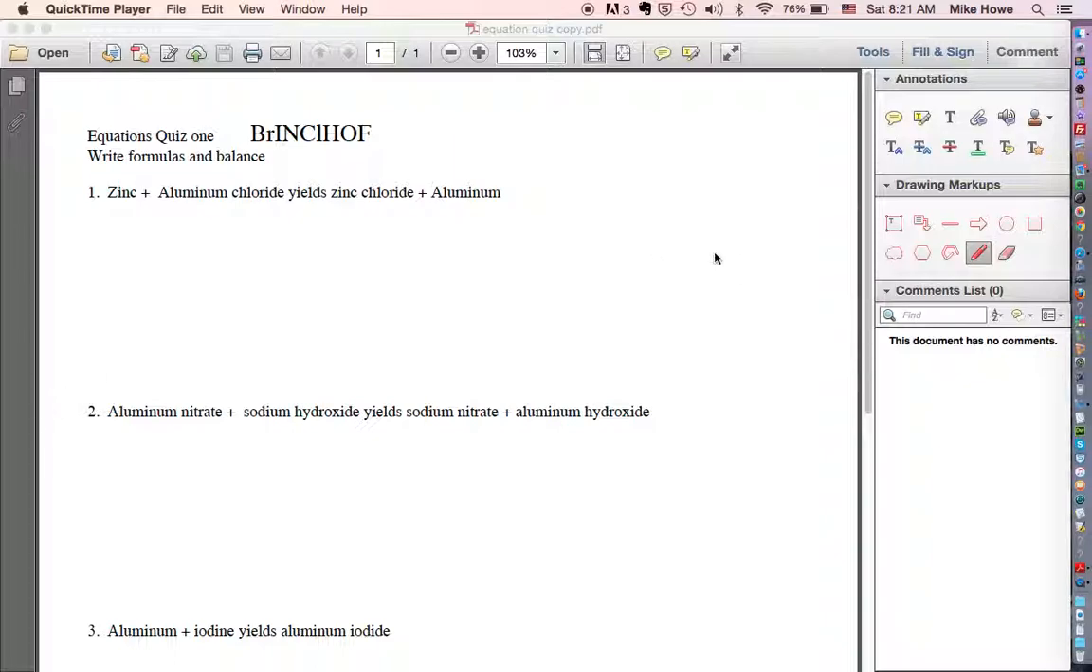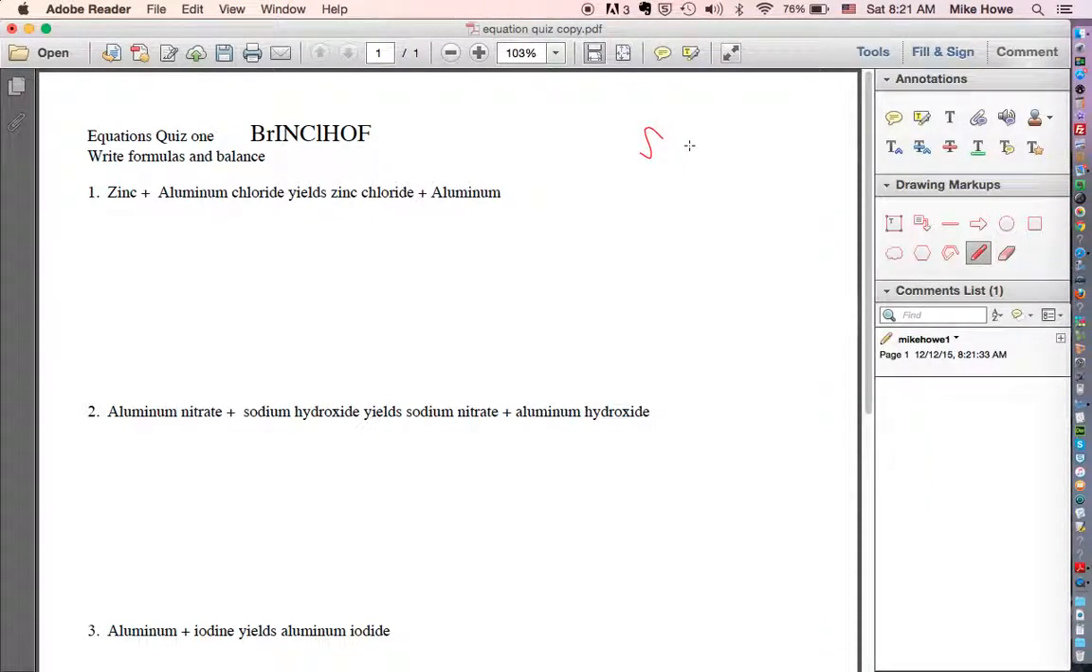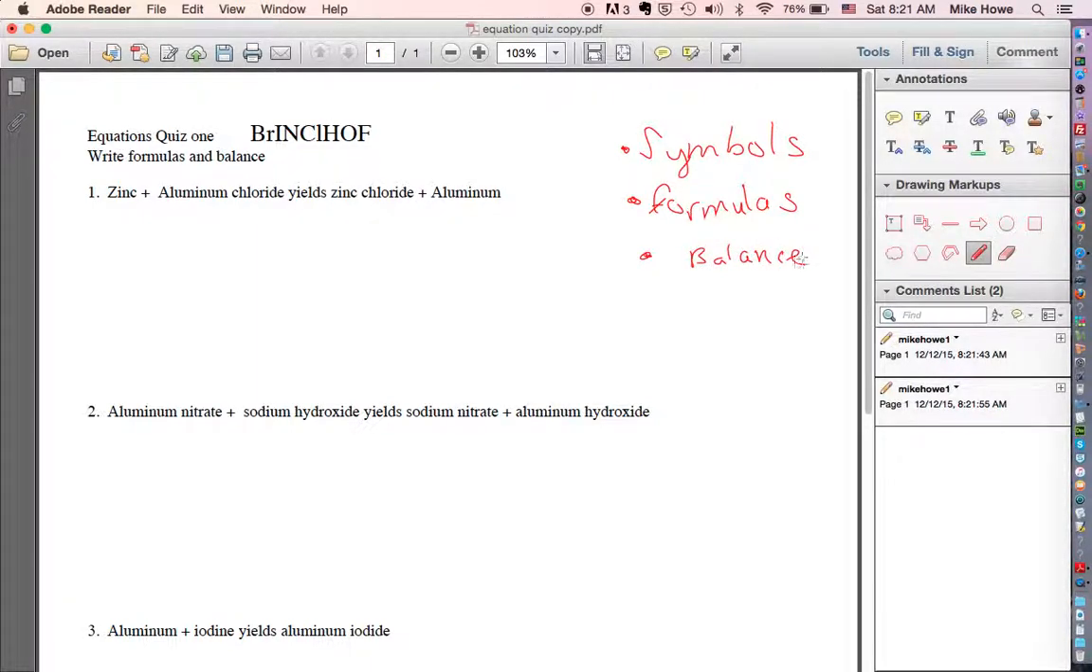So the three steps in writing chemical equations are: write your symbols down, that was number one. Number two, get your formulas correct. And number three, you balance. To write formulas correctly, you're going to use charge and subscripts. And to balance, you're going to use coefficients only.